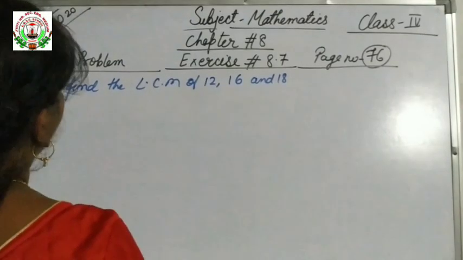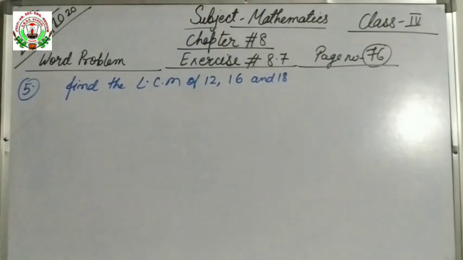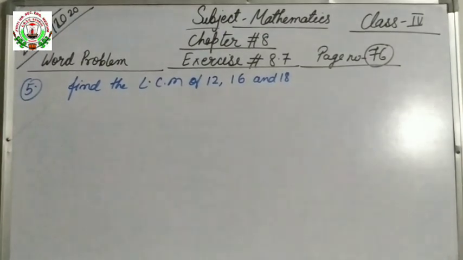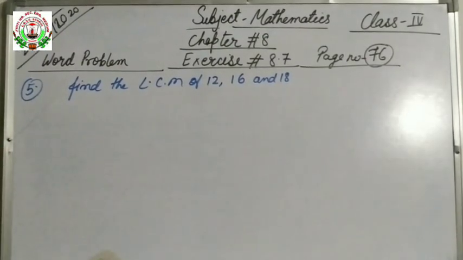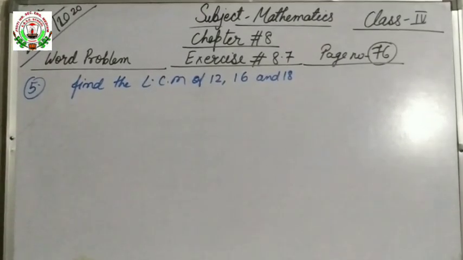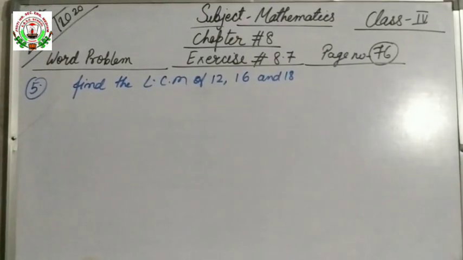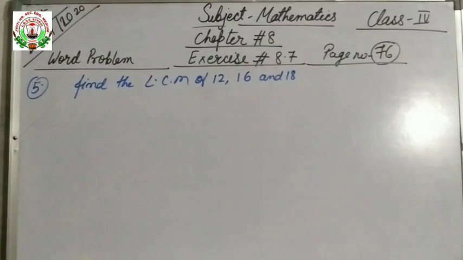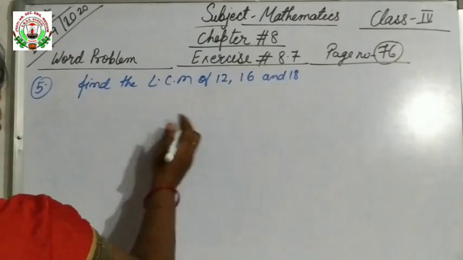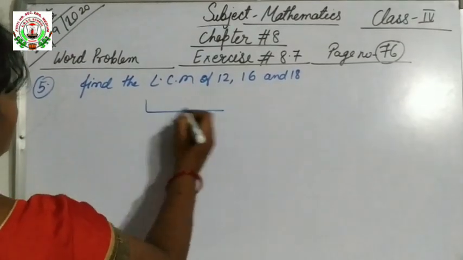In previous class we have completed 1, 2, 3 and 4 questions. Now today we will see question number 5. In question number 5, find the lowest number which is exactly divisible. Find the lowest number which when increased by 3 is divisible by 12, 16 and 18. So first we will find the LCM of 12, 16 and 18 by the short division method.